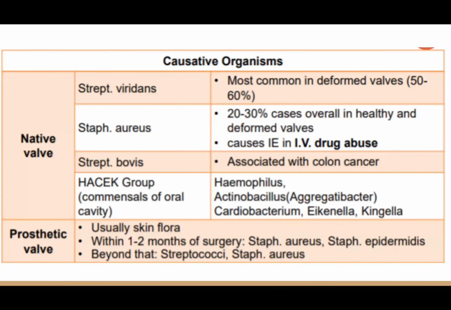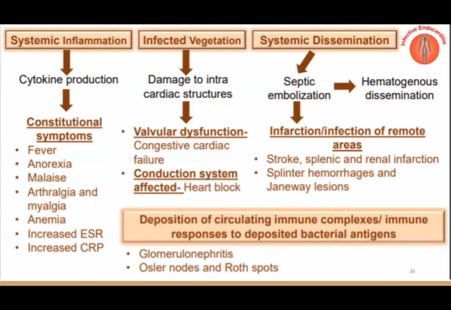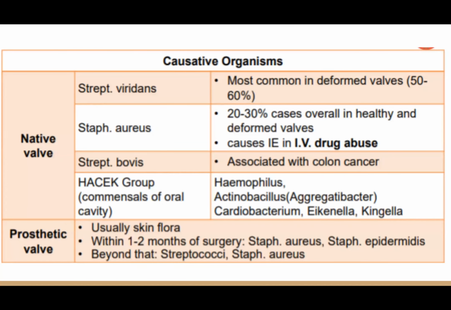There are some others. So we talked about strep viridans, and we talked about S. aureus. Strep bovis is associated with colon cancer for some reason. And then you do have this other group, I don't know how to say it, commensals of the oral cavity. But we're going to go over this more when we get into the micro stuff. This is more of just an introduction to this.